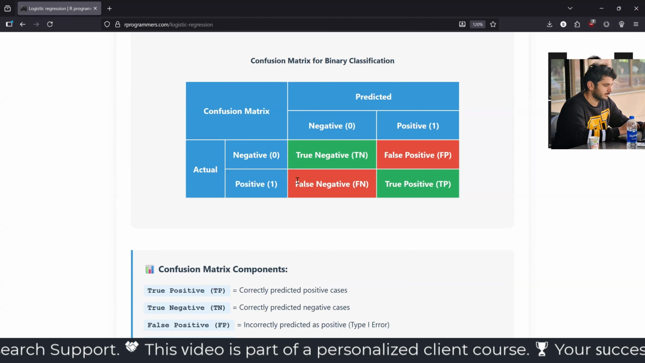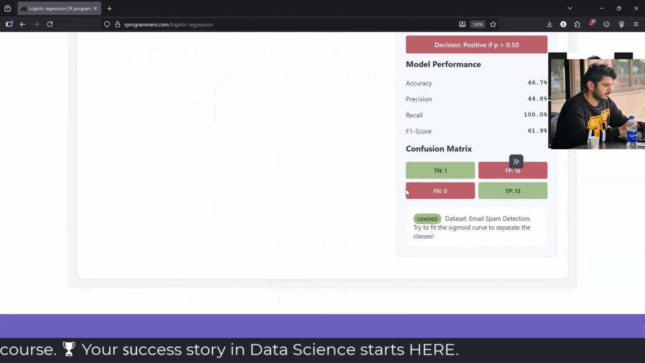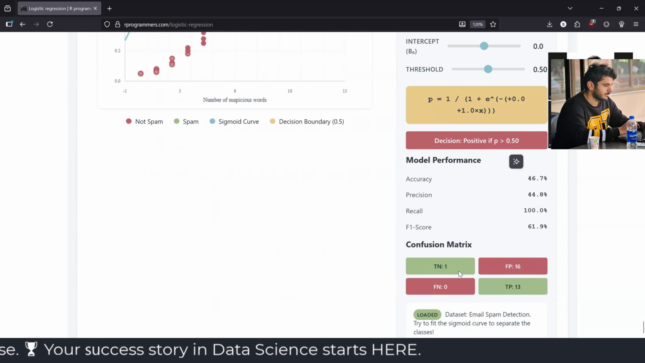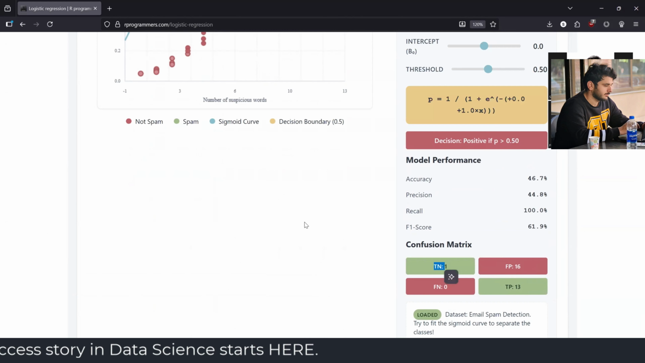Now we have 30 different data points, and that's what the confusion matrix will look like. We will have TN, FP, TP. TN basically means true negative: it was actually zero, and we predicted it as zero too. And this is FP, false positive: it was actually negative, but we predicted it as positive.